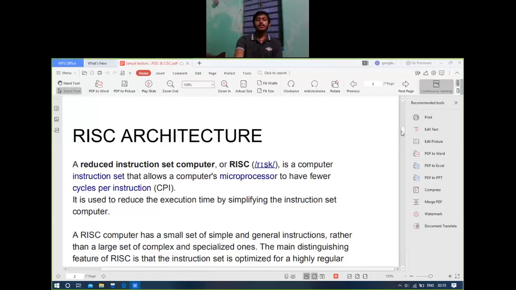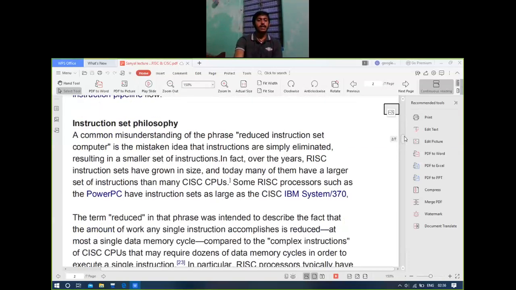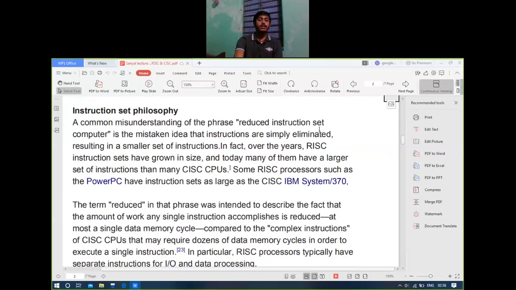But there is a misconception regarding the RISC architecture, and that is its name, the phrase reduced instruction set. It is thought that many of the instructions are eliminated from the instruction set, resulting in a smaller instruction set. But it is a wrong concept because the size of the instruction set of RISC architecture is increasing day by day. Thus, the actual concept is that it is just decreasing the execution time of a single instruction by simplifying the instruction set.